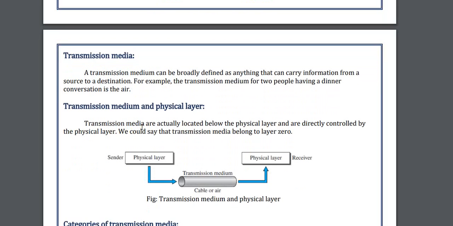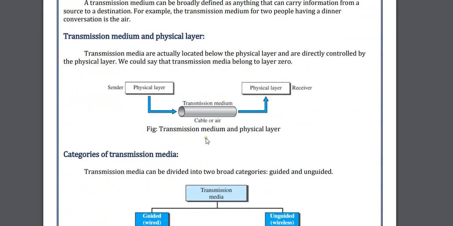The transmission media and the physical layer. The transmission media starts with the physical layer, because the physical layer is the lowest level of the OSI model. The sender's physical layer and the receiver's physical layer are connected with the transmission media. Those media can be cabled or wired.